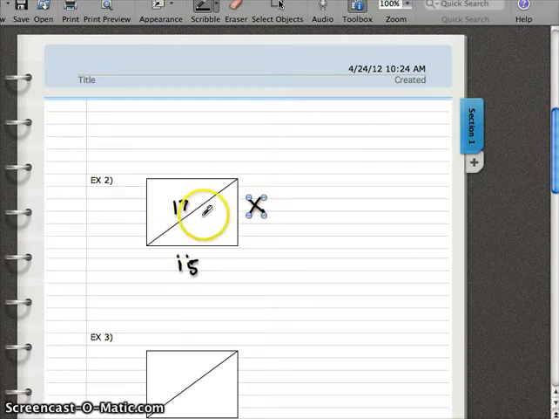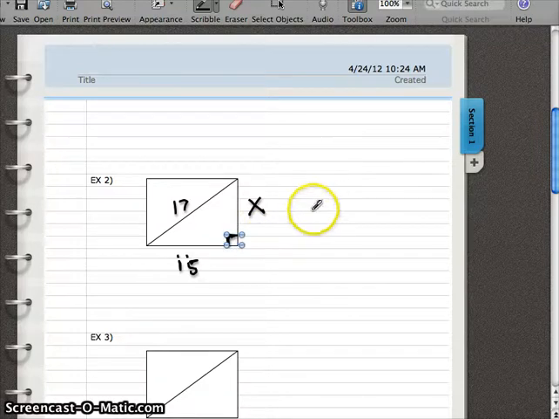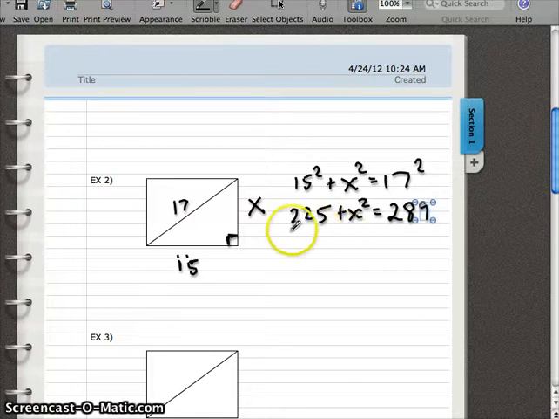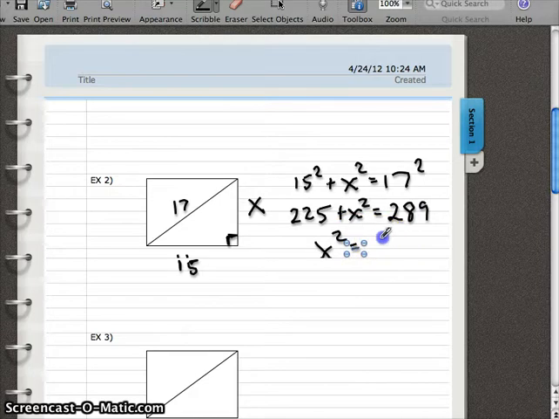So let's say the diagonal is 17 and the base is 15. How are we going to find this missing side? Well, if we just focus on this as a triangle, a right triangle to be specific, then we can use Pythagorean theorem to find that missing side, and then we can find the area. So if we do 15 squared plus x squared equals 17 squared, 15 squared is 225, and 17 squared is 289. And let's subtract 225 from both sides, so we get x squared is equal to 64. And if we square root both sides, we get x is 8.